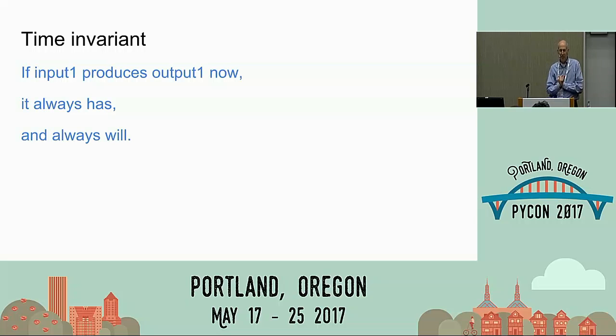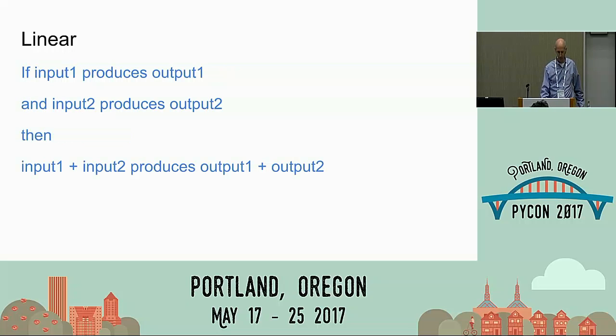Time invariance means that the behavior of the system doesn't change over time. So if I put in a particular input now, and I see a particular output come out, and then I come back tomorrow and do the same thing, the same input will yield the same output. I can come back tomorrow, I can come back a year from now, time invariant. That's part one. Part two, linearity, means that if I put two signals in at the same time, the outputs will be the sum of the outputs.